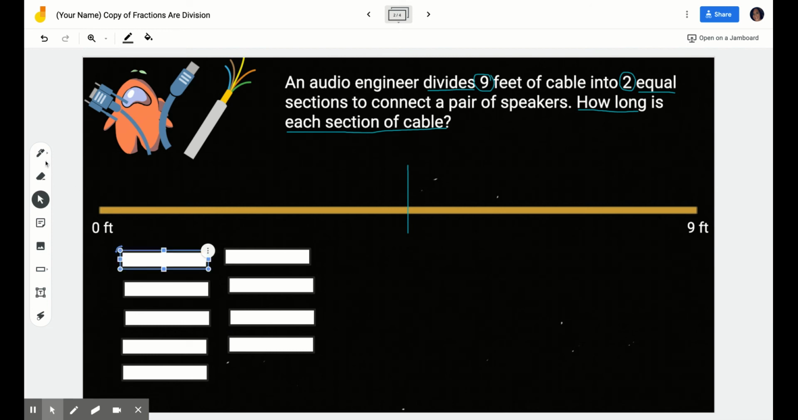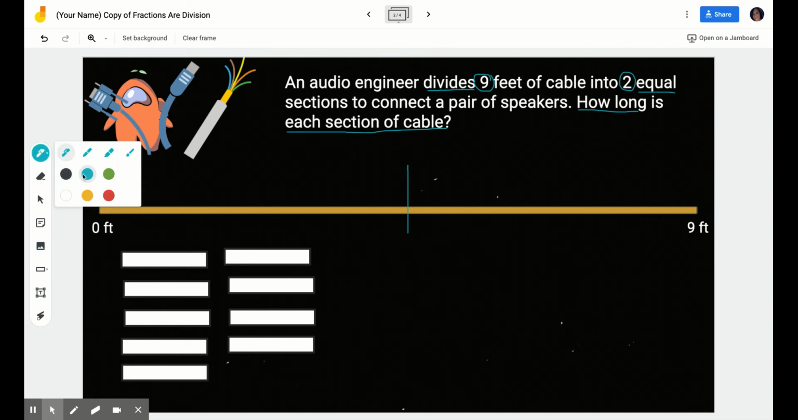So this first foot, I am going to divide into 2 equal sections for foot 1. Then for foot 2, because we're trying to get equal sections for the entire 9 feet, I'm going to do the same thing. Break the next foot into 2 equal sections. And then the third foot into 2 equal sections. And the fourth foot, and so on, until I have divided each foot into 2 equal sections.